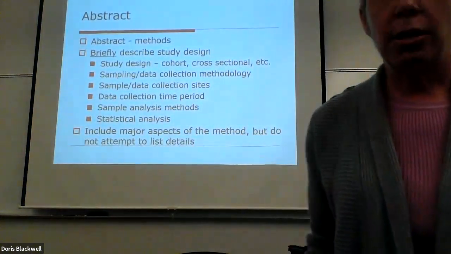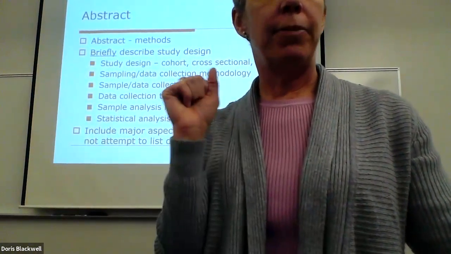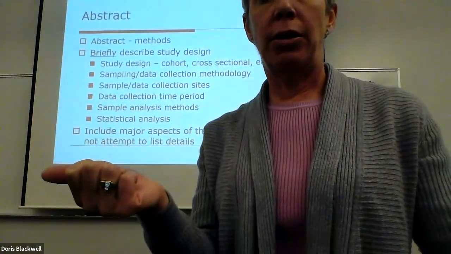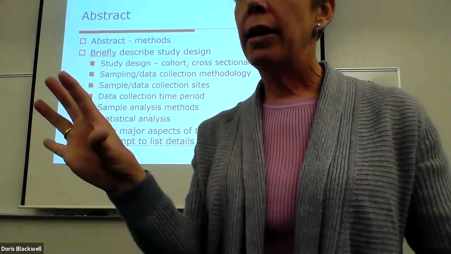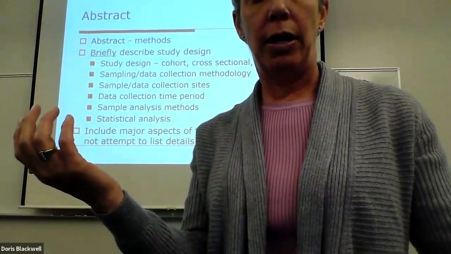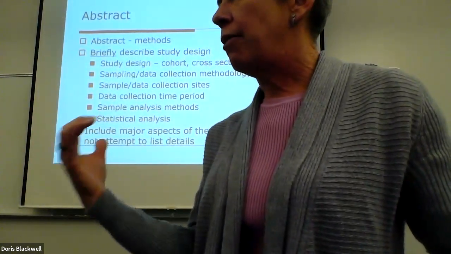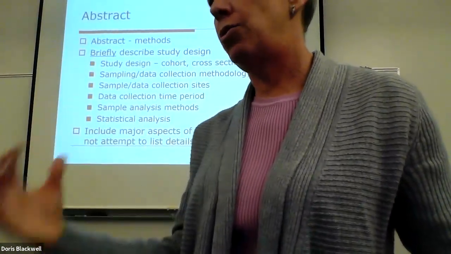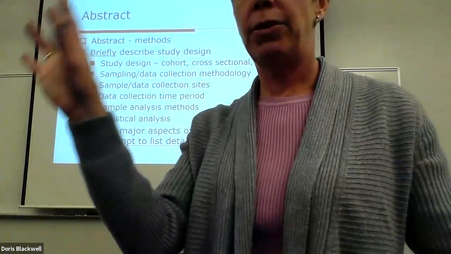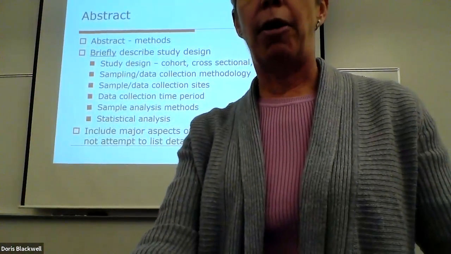The methods section. Again, we're being very brief here. We want to briefly describe the study design, the sampling or data collection methods, the sampling or data collection sites, when our data were collected, and how our samples were analyzed, or how we did our statistical analysis. We want to talk about the major aspects of the methods without getting too in the weeds and too into the details, right? So here we're not going to list our equipment and be as detailed as we are in the methods of our paper.